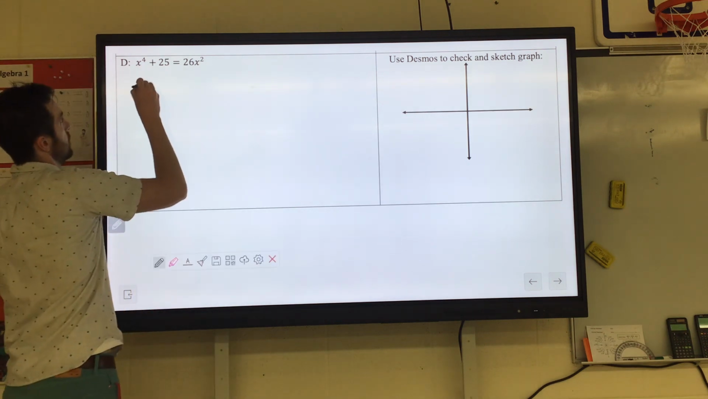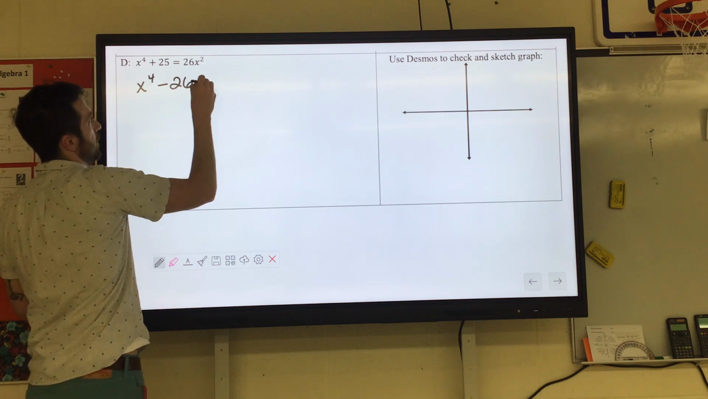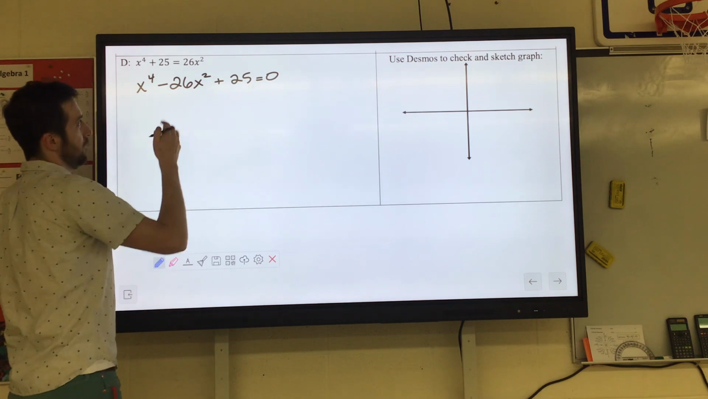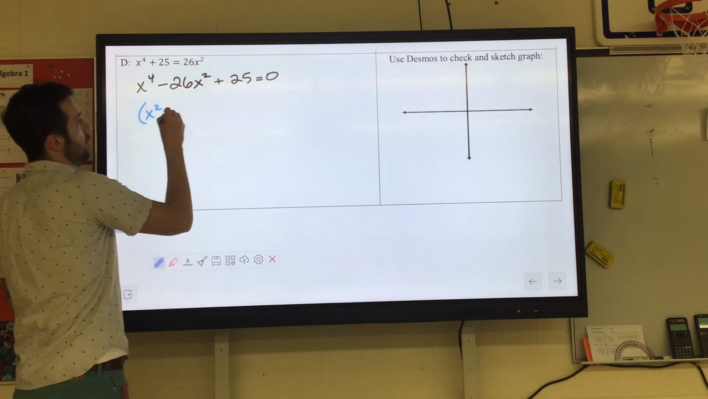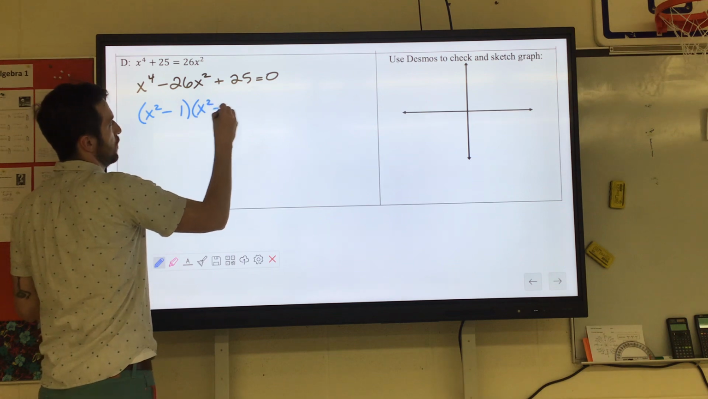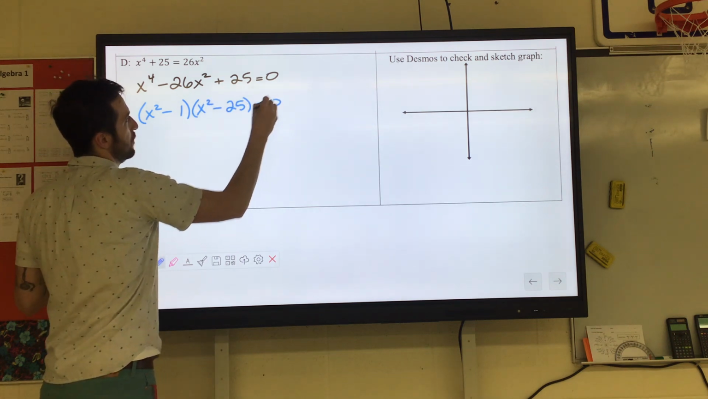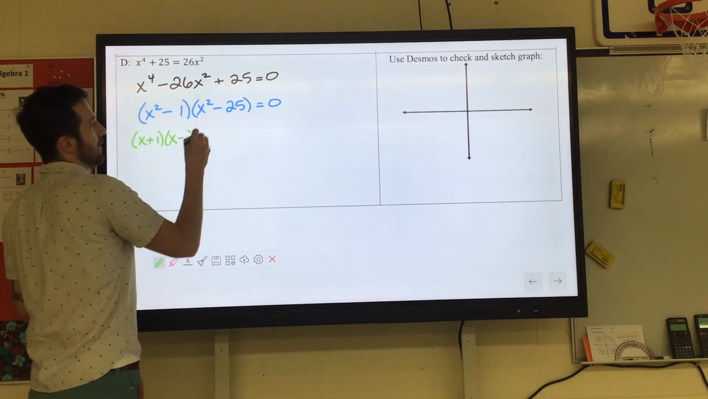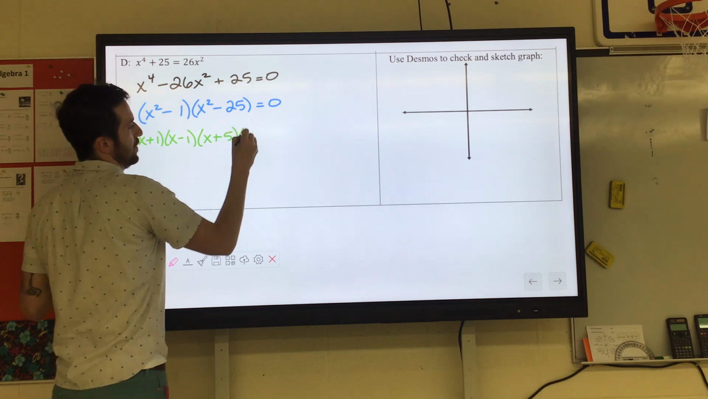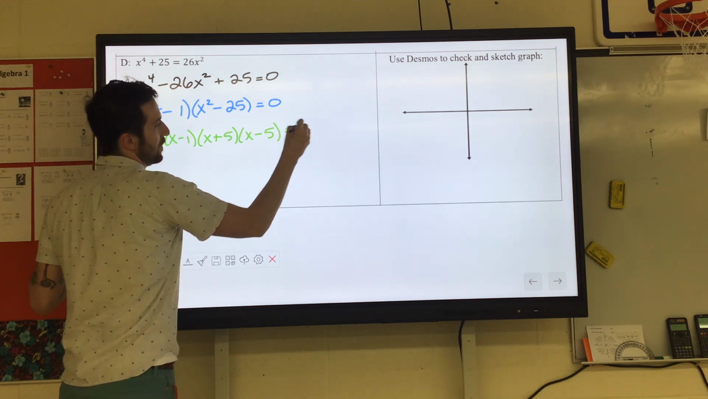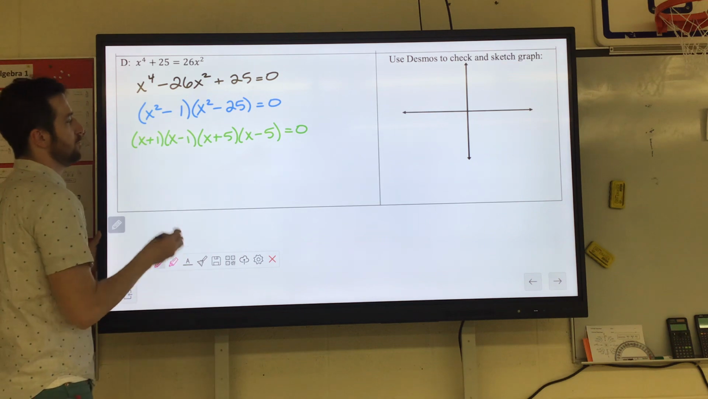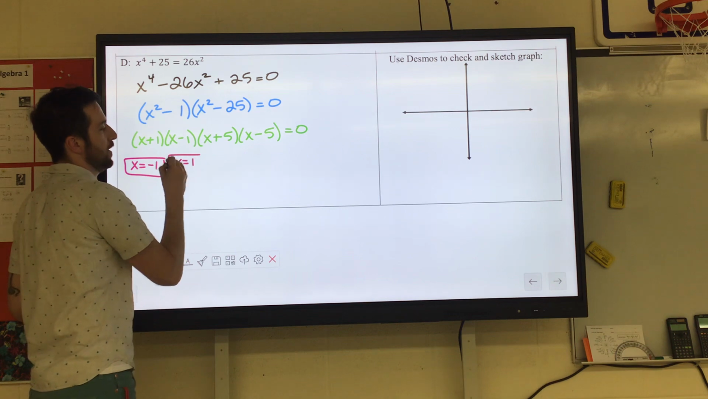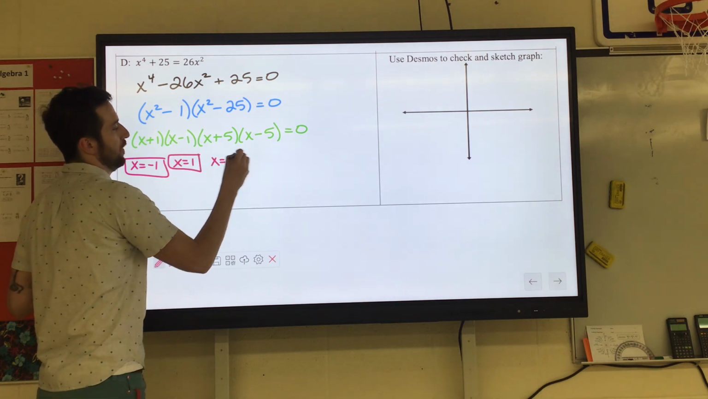All right. x to the fourth minus 26x squared plus 25 equals 0. So factors of 25 that add up to 26 would be 1 and 25. So x squared minus 1, x squared minus 25. Those are both differences of squares. x plus 1 times x minus 1, x plus 5 times x minus 5. Nothing repeats, nothing is squared or cubed, so everything has a multiplicity of 1, which means it just crosses through at these points: -1, +1, -5, +5.